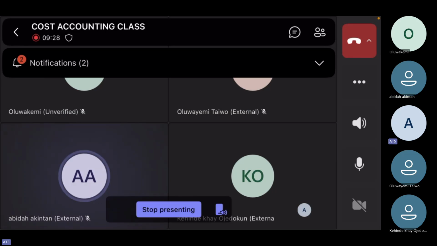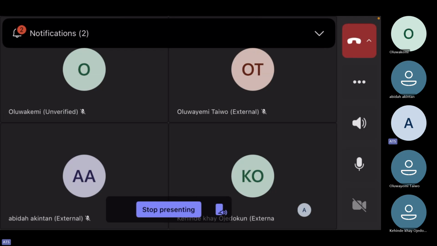Okay. So I want this class to be a little bit interactive. Before we go into labor as an element of cost, can someone just attempt it? I need someone to try, someone to explain what you think labor is as an element of cost. I'm sure you'd have heard this before. So let us start with Oluyemi Taiwo.